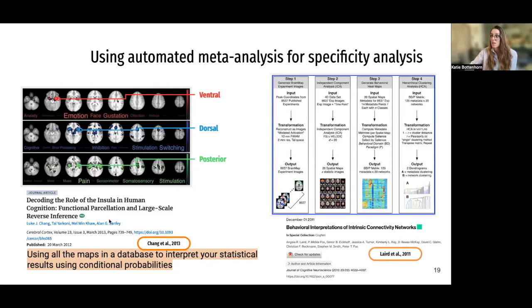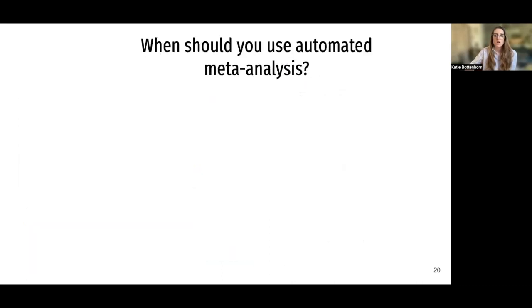So another example of doing a similar approach is what Angie Laird did in that paper that I mentioned on the previous slide, that behaviorally interpreted those intrinsic connectivity networks using the rich behavioral data from the BrainMap database to look at the behaviors that each of those networks are doing. So when should you use automated meta-analyses?